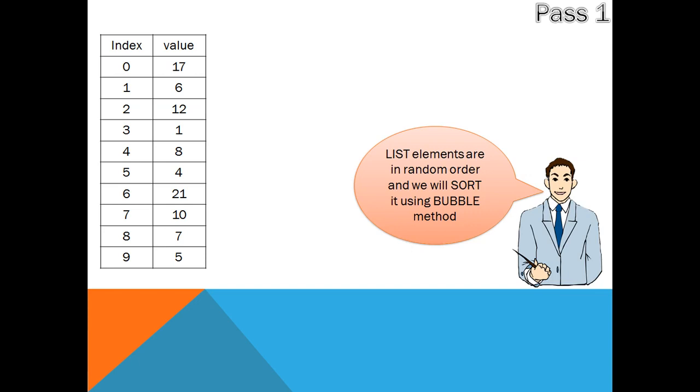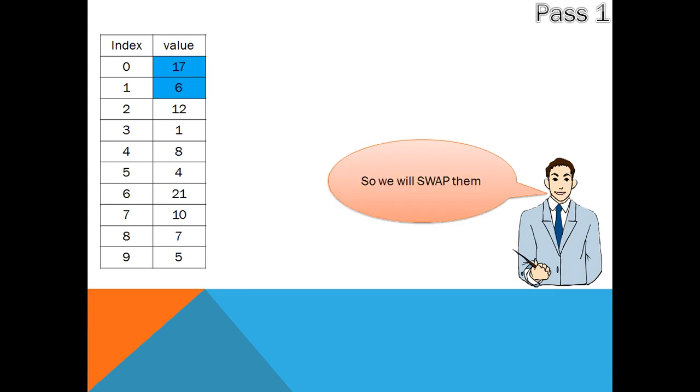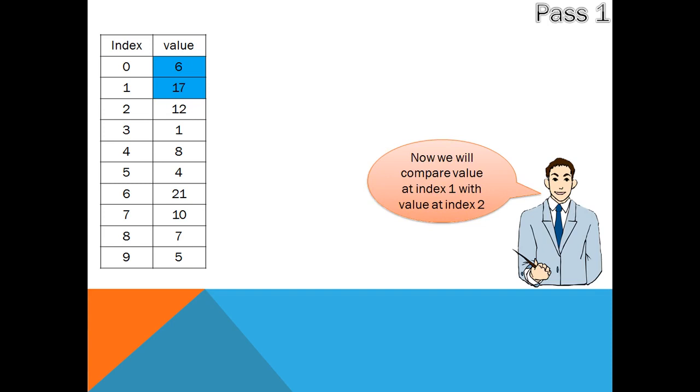Elements are in random order and we will sort them using the bubble method. We will first compare the value at index 0 with the value at index 1, that is, the first two elements. Do you think that in the case of ascending order both are in proper order? No, 17 is larger than 6, therefore an exchange is required. So we will swap them. Now 6 will be first, 17 will be next.